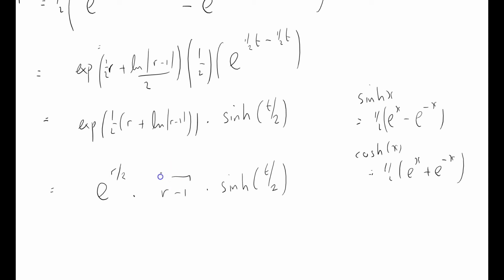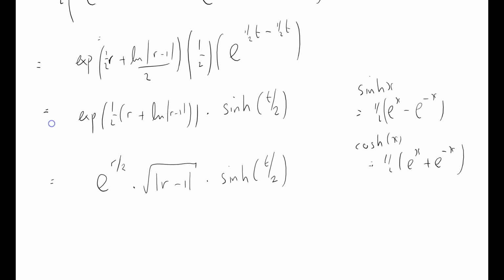Actually, it's not. It's the square root of the modulus. I'll write it in as a square root. And so this is a perfectly sensible thing. However, it's got the defect that r being greater than 1 and r being less than 1 don't really behave themselves.